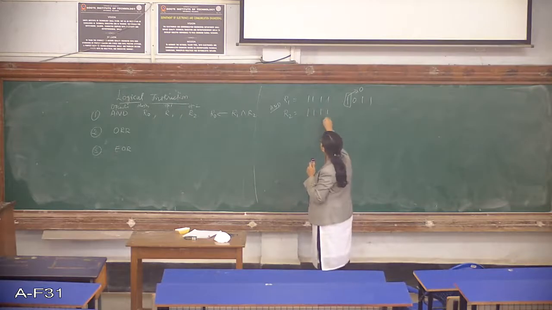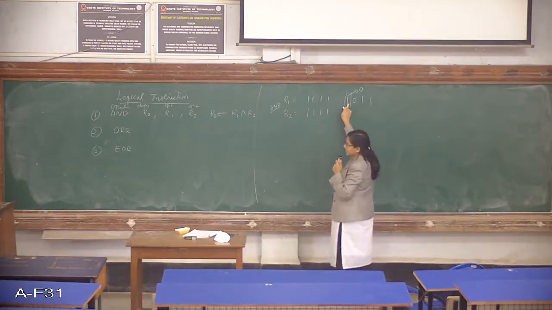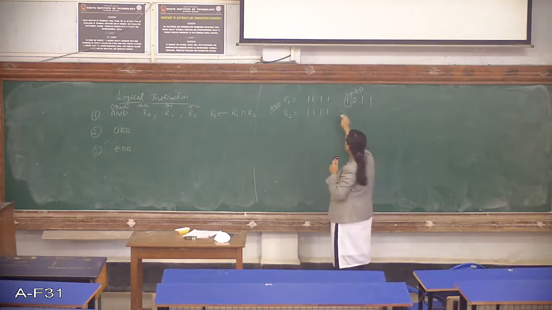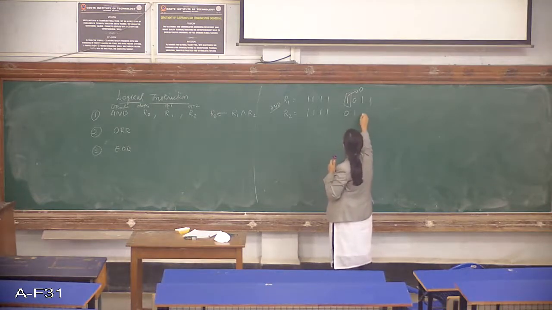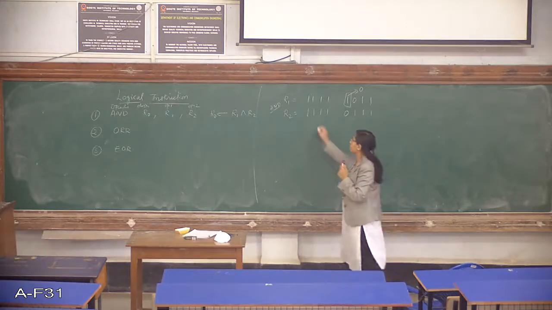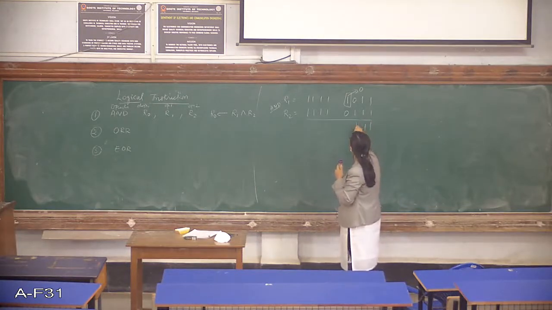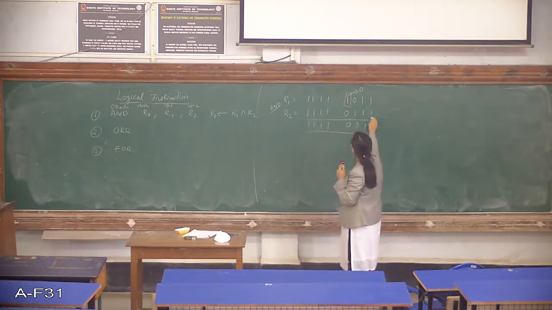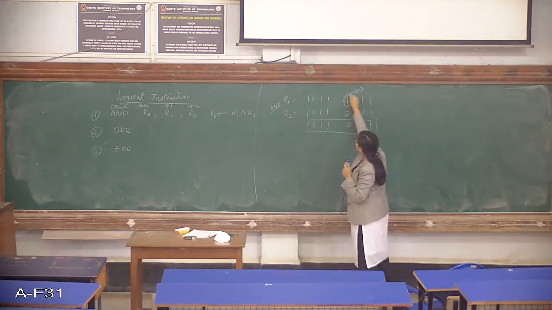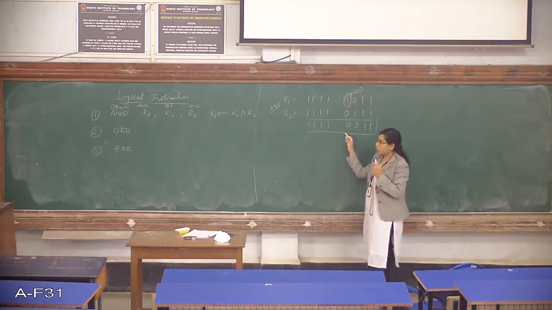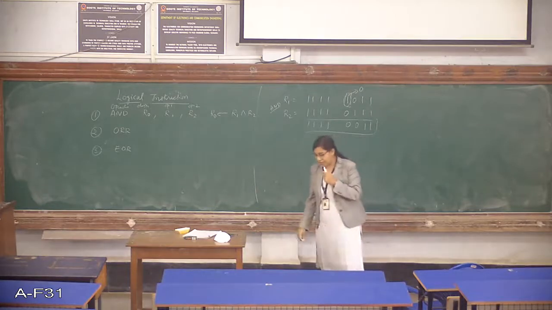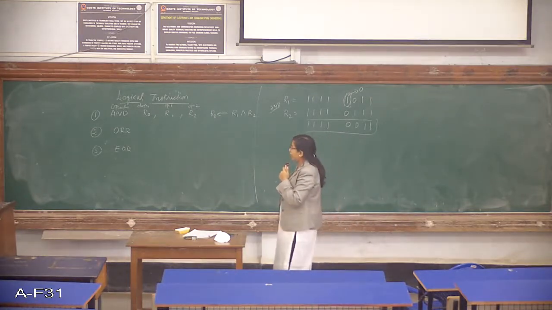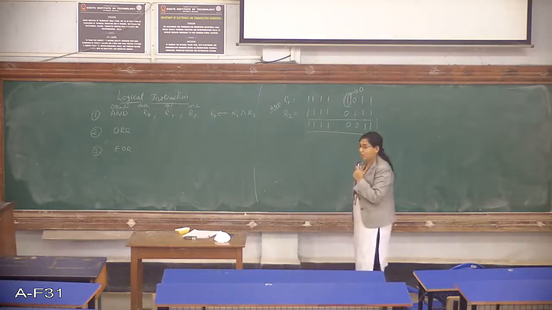So we have 1 1 1 1, and I want to make this bit 0. What should I do? I have to AND it with 0, and the other bits stay as they are, ANDed with 1. So you get 1 1 here, this is 0 because 1 ANDed with 0 is 0, and then 1 1 1. Can you see the only change is that this bit 1 was changed to 0. So in any programming, if you want to make any bit 0, we go with the AND operation.